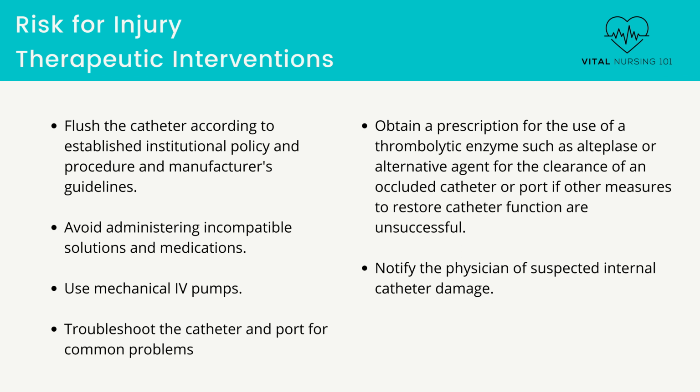Each catheter has specific requirements for routine flushing. This may include flushing with saline, heparin, or a routine flush with a thrombolytic enzyme such as alteplase. Single-use flushing systems should be used, ideally with a 10 ml syringe. Avoid administering incompatible solutions and medications.